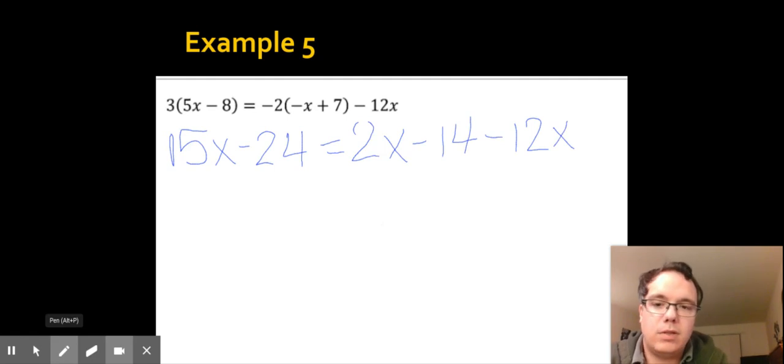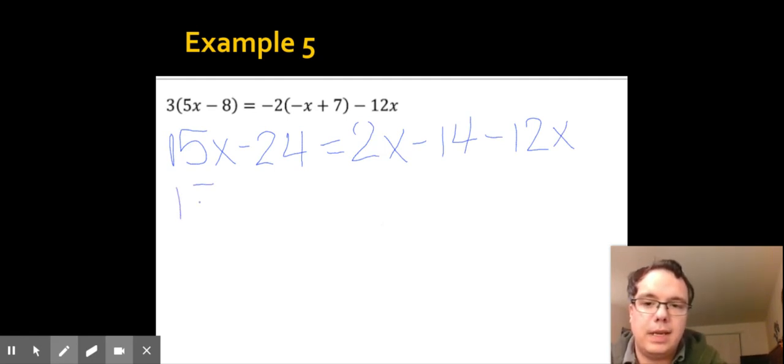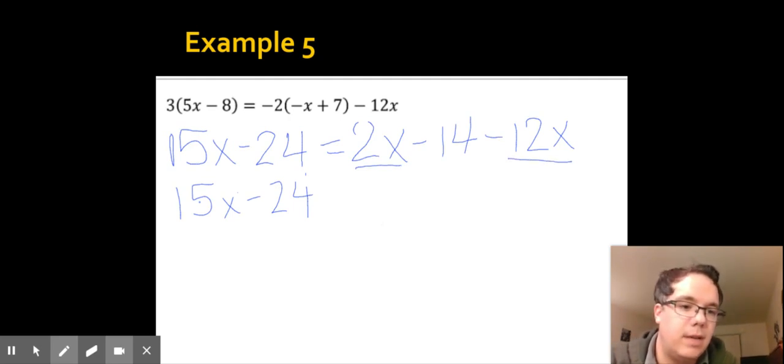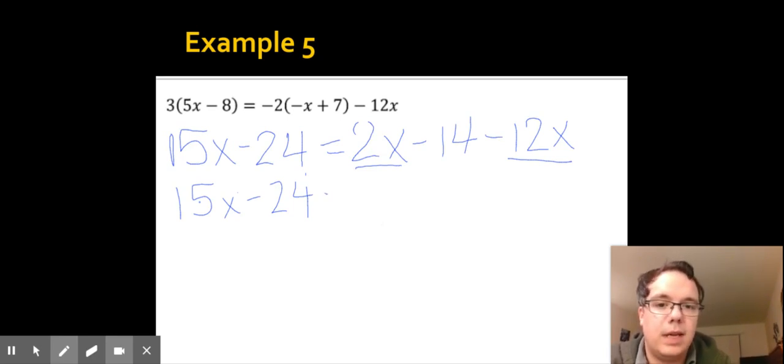following. So here on the left side, I have no like terms, so that's going to stay the same. On the right side, however, I have a 2x and I have a negative 12x, and I can combine those because they have the same variable to the same power. And if I combine those, I get negative 10x.